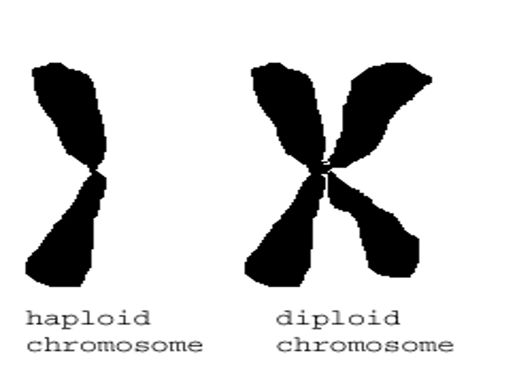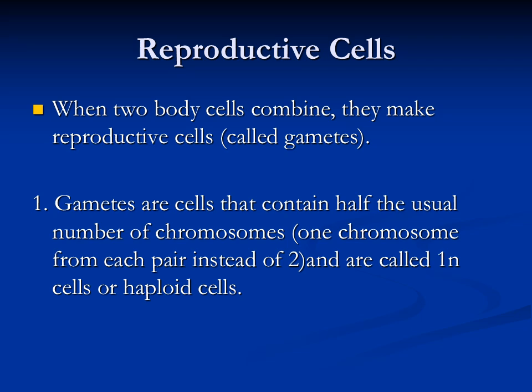Okay, here is a haploid chromosome and a diploid chromosome. So the two sets, 23 each, make the diploid on the right-hand side. The haploid is just one set, so that could be either from the mom or from the dad. Okay, so reproductive cells. When two body cells combine, they make reproductive cells. Reproductive cells are called gametes. And gametes are cells that contain half the usual number of chromosomes. One chromosome from each pair instead of two, and are called 1N cells or haploids.